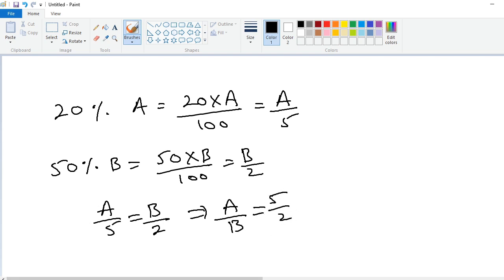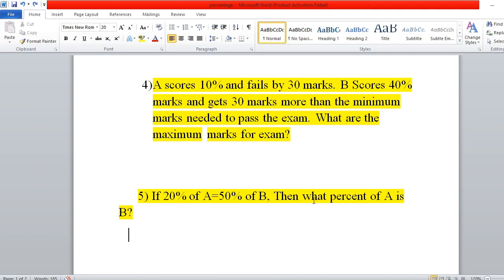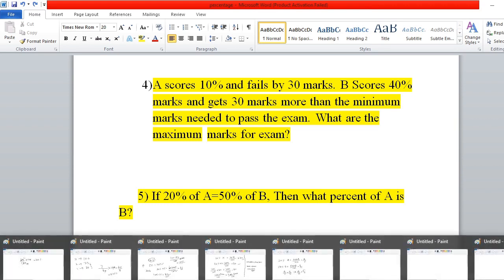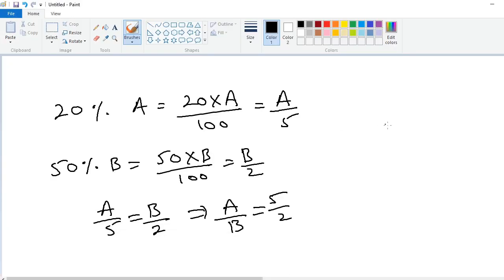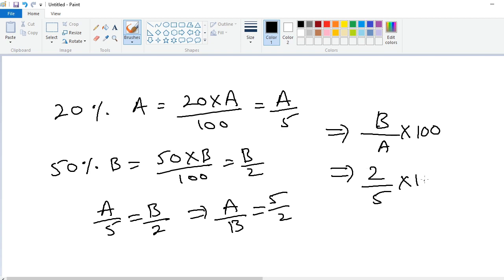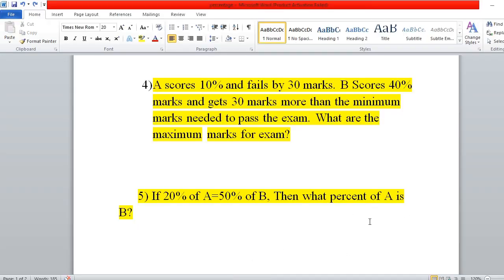But here the question is, what percent of A is B? After "of A" is there, so A should be in the denominator, and B should be in the numerator into 100. So A by B is equal to 5 by 2, obviously B by A is equal to 2 by 5. So 2 by 5 into 100, simply 40. Answer is 40%. The question is, at what percent of A is B? So 40% is the answer.